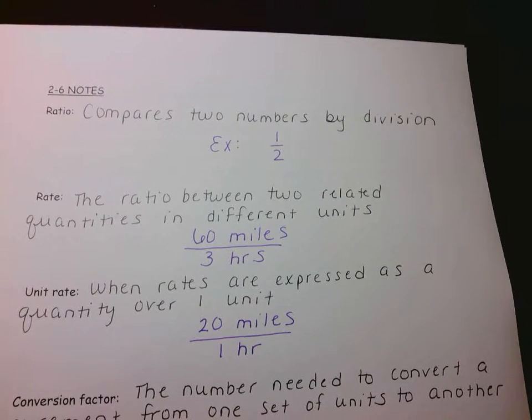A unit rate is when rates are expressed as a quantity over 1 unit. So 60 miles per 3 hours is the rate, but after we divide it out, we get 20 miles per 1 hour. And so 20 miles per hour is the unit rate.